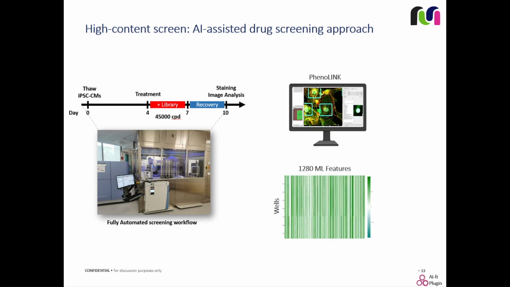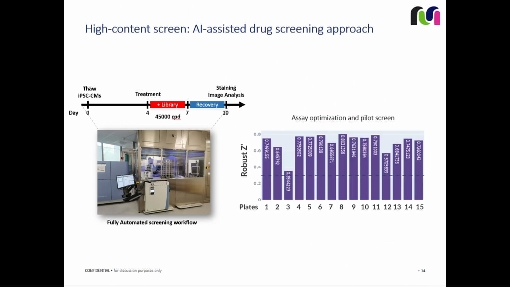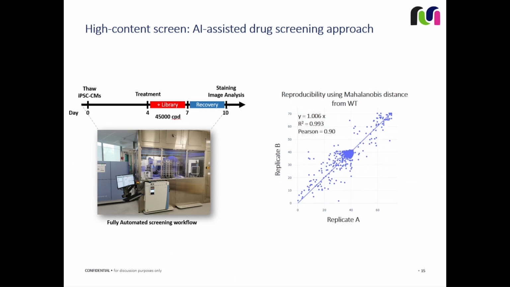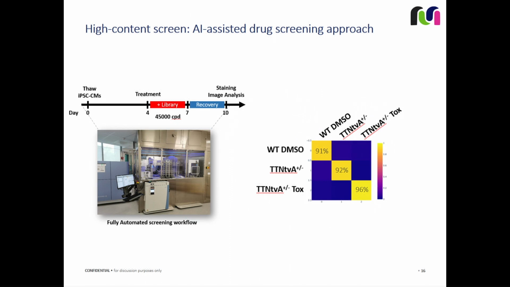We generate the different features, which are 1,218. We're going through optimization, where we're taking the robust Z-primes for every plate. We get very good numbers, and we are also looking at reproducibility in the different pilot studies that we're doing. We have very good reproducibility when we look at the Pearson correlation. And then at the end we have a model where we can predict the wild type, the TT and TV, which are treated, and the ones, the TT and TV, with different degrees of toxicity.